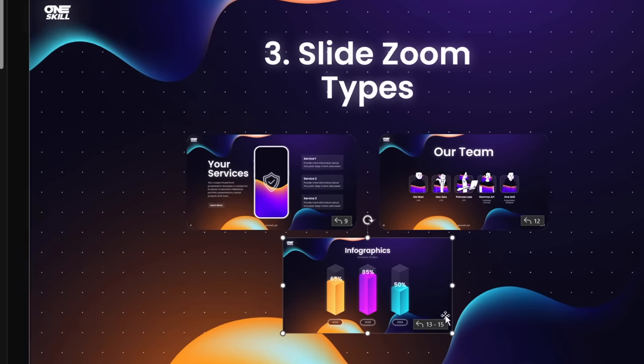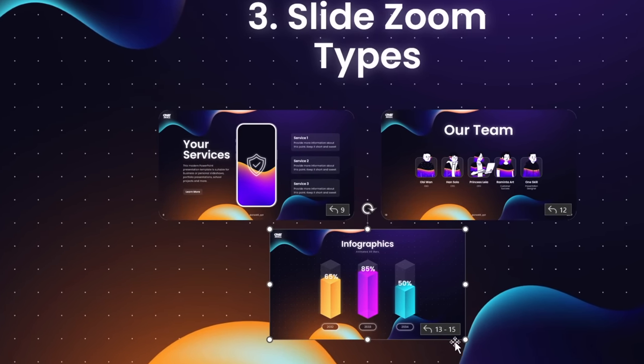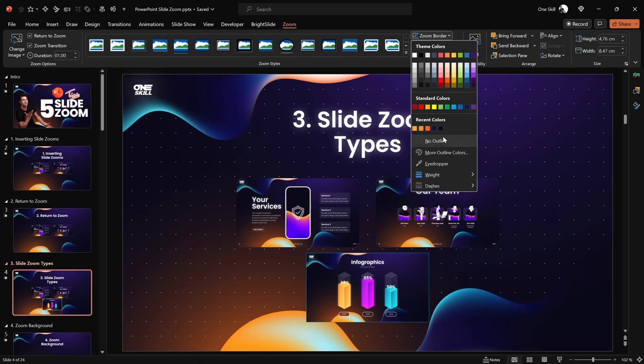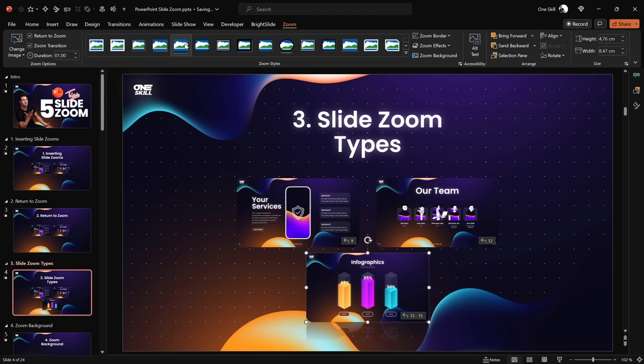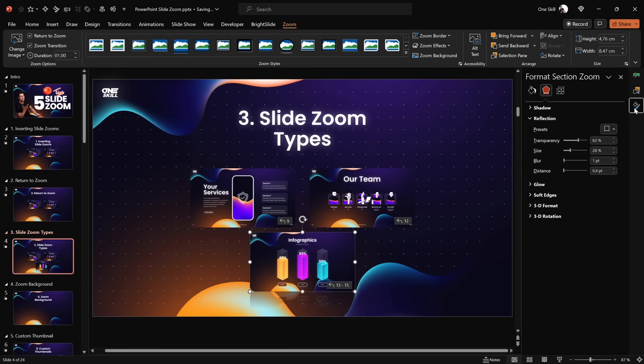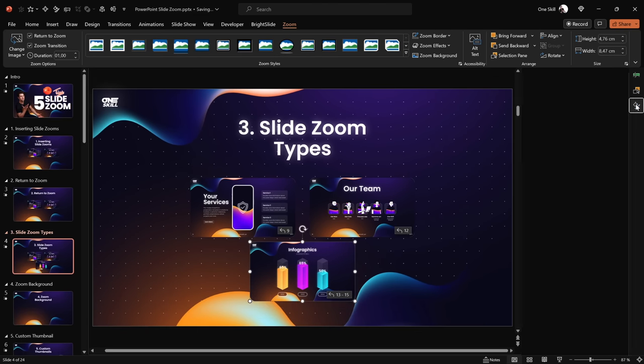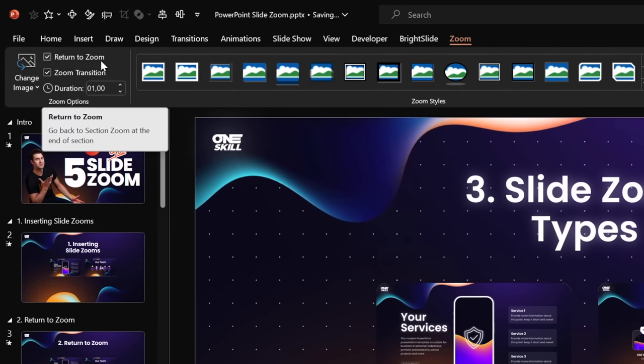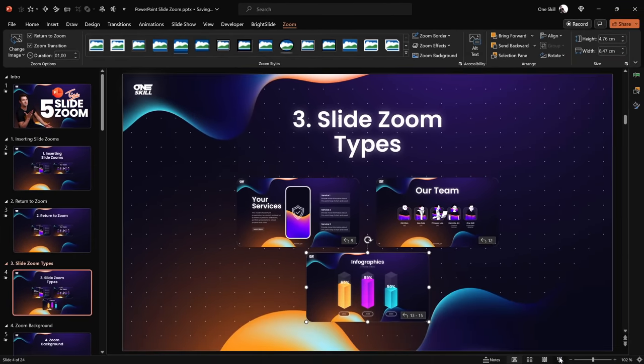Now we can see numbers from 13 to 15, which means that we're going to zoom into a couple of slides, go through them, and only then zoom back. Once again, let's remove that zoom border and add those beautiful rounded corners. And let's disable the reflection. Okay, so the Return to Zoom option is activated for the section zoom. That's beautiful. Now let's check it out on the full screen.